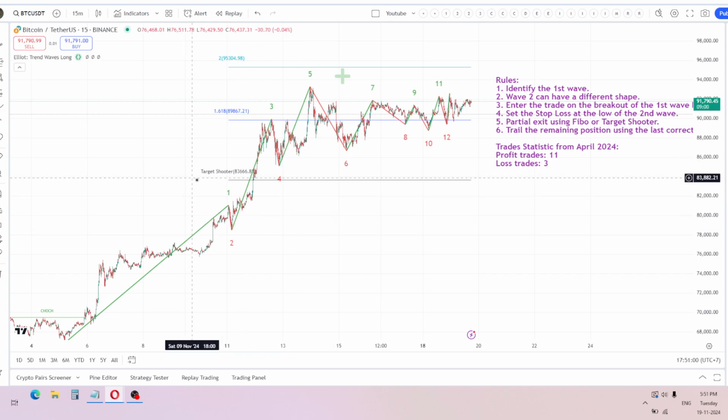Target shooter is additionally added for the very closest target. This methodology was developed by Larry Williams. The target price is calculated by adding the sum of the first and second wave to the high of the first wave. So it's the distance between the first and second wave.